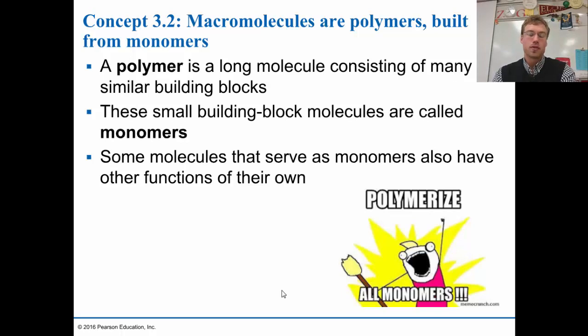So macromolecules or organic molecules are polymers, and they are built from monomers. A polymer is a long molecule consisting of many similar building blocks. Those little building blocks are called monomers. Some molecules that serve as monomers also have other functions on their own, so they're not necessarily just building blocks. They can have their own function.